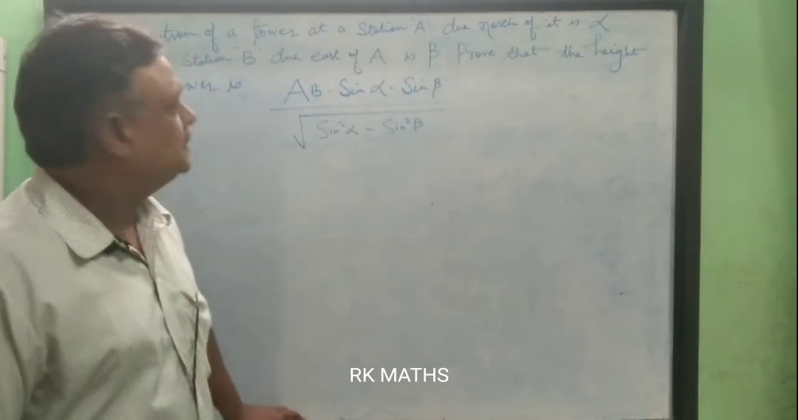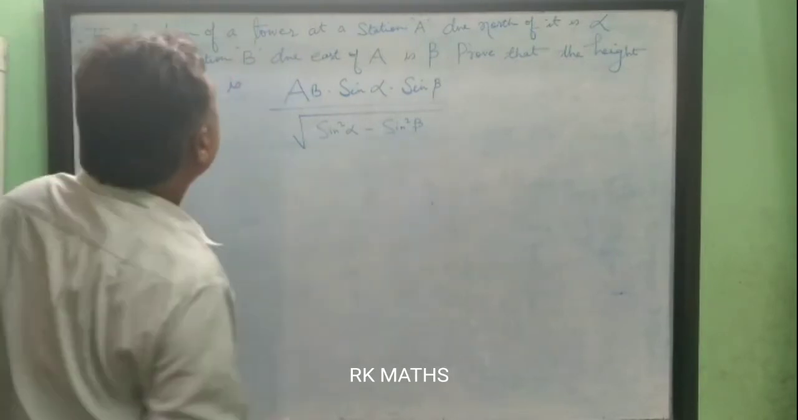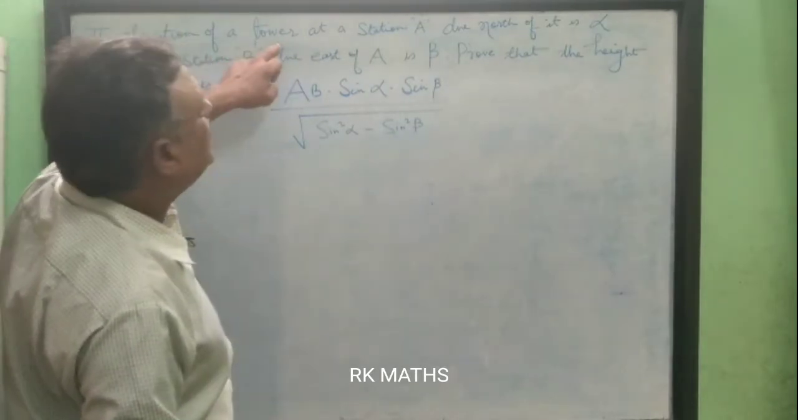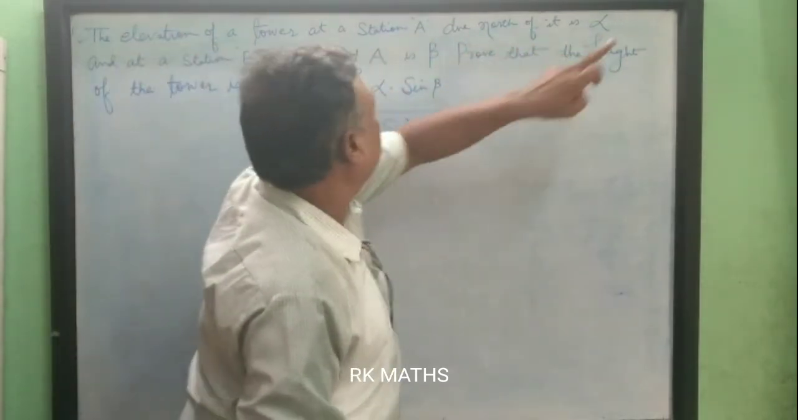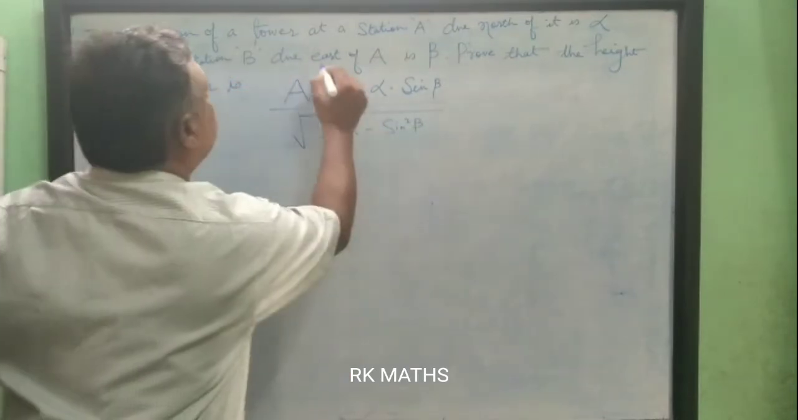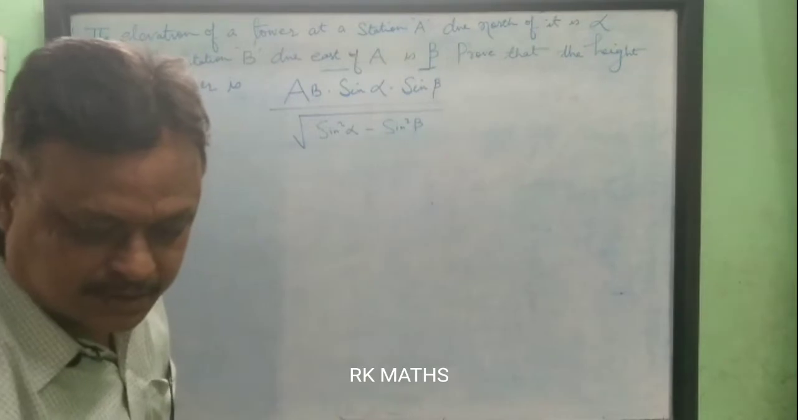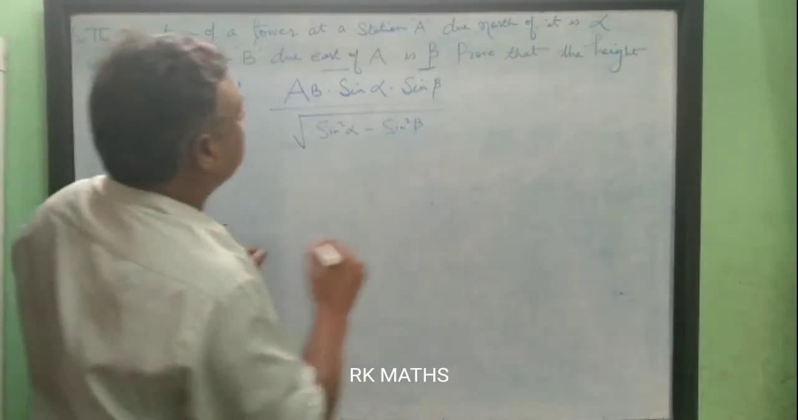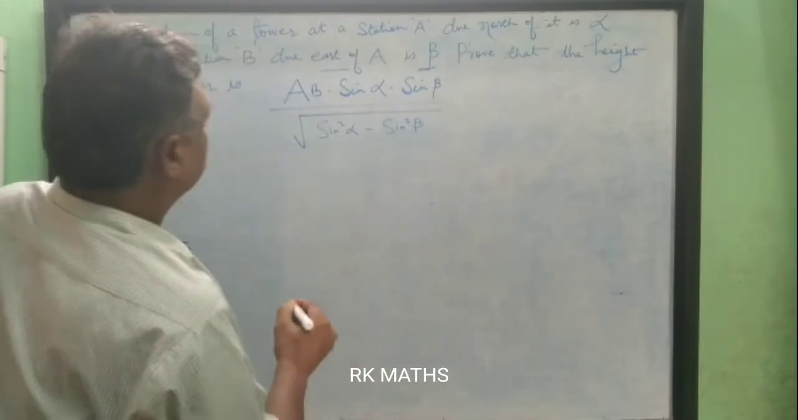यूजफुल होगा आप लोगों के लिए। तो लेट अस स्टार्ट दिस क्वेश्चन। The elevation of a tower at a station A due north of it is alpha, and at a station B due east of A is beta. So at first make the diagram, and it is better to mark the direction.